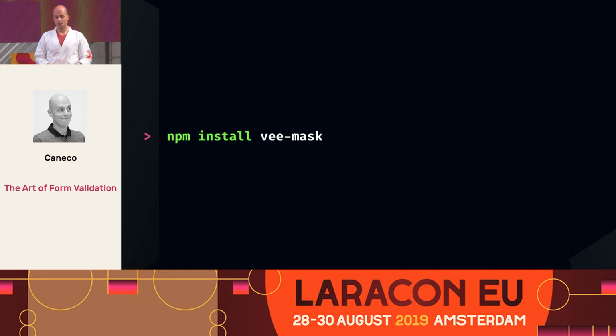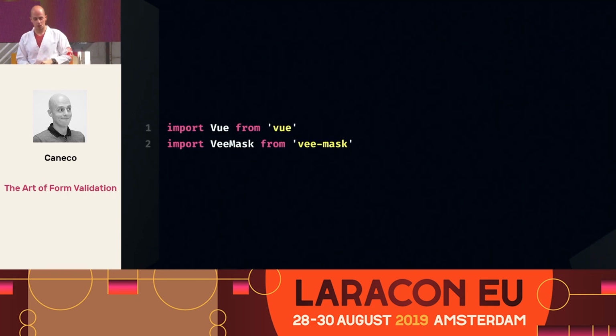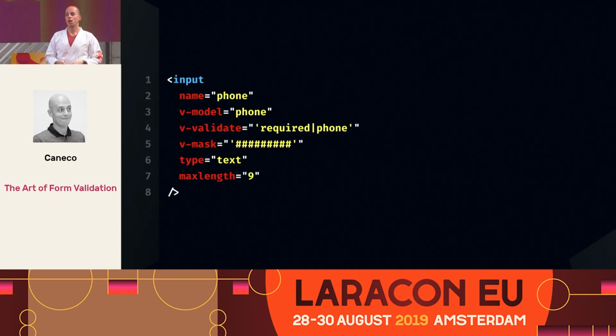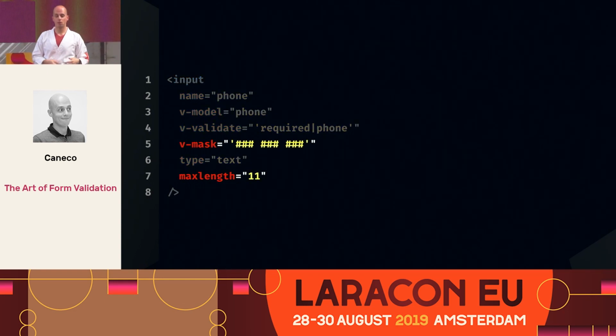Then I can add this tiny library for v-mask, so I can help the user right away with how to actually input the data in my input field. Like vee-validate, it's really easy to initialize. You just need to import the plugin, let Vue know that you want to use it, and that's pretty much the whole configuration. Then when you add the v-mask attribute, you just say that you want 9 digits; that one cardinal means 1 digit.